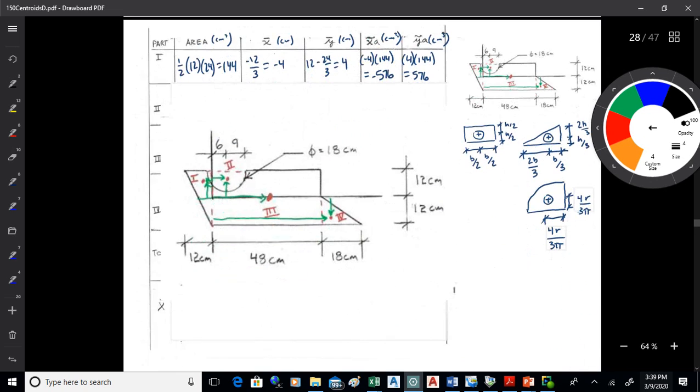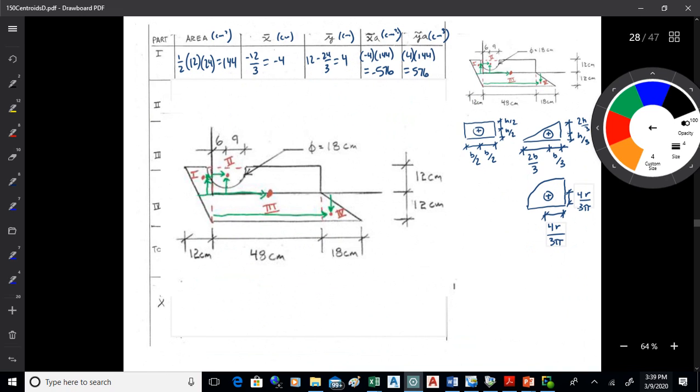All right, so there you go. Let's go ahead and start to run some numbers here. Part 1 there, that is the triangle to the left. Its area is 1/2 base times height. The base is 12, the height is 24. So the area is 144. 1/2 times 12 times 24, right there. So 144.